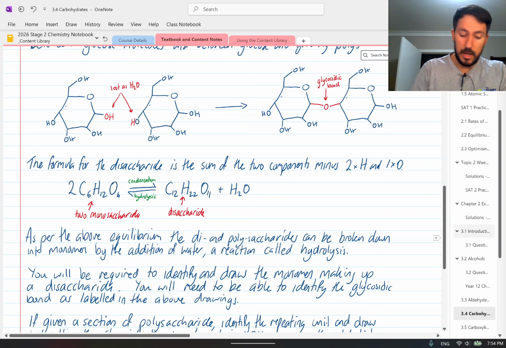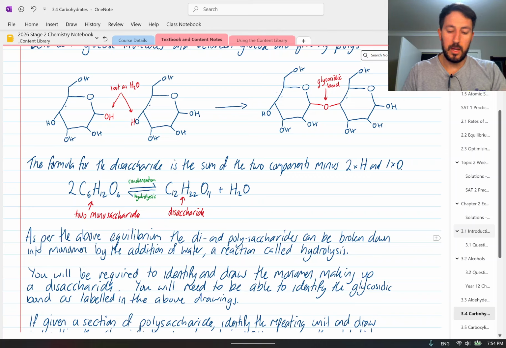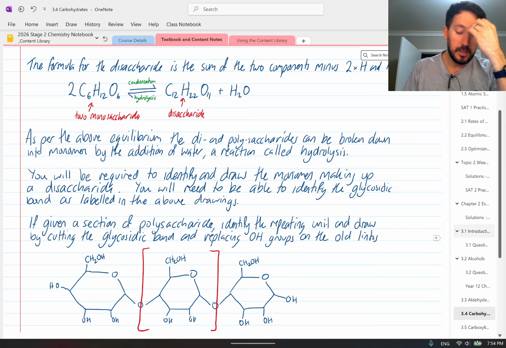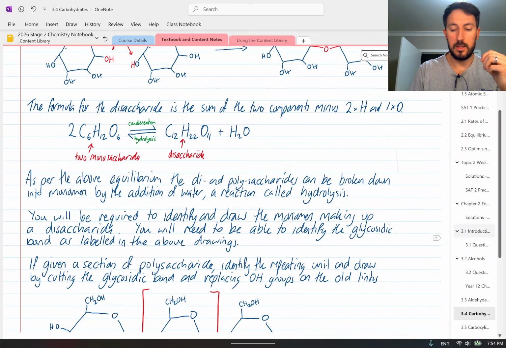Now, I just mentioned a second ago that the equilibrium involves the polysaccharides or the disaccharides being broken back down, and that being called hydrolysis. And that is something you will definitely need to remember. Another thing you'll be required to be able to do is identify and draw the monomers if you are given a disaccharide to start with.